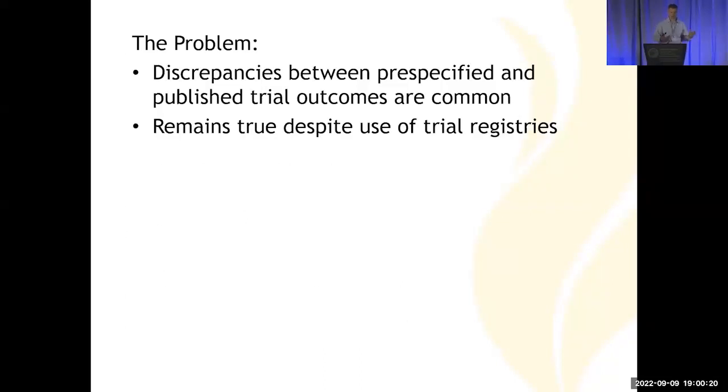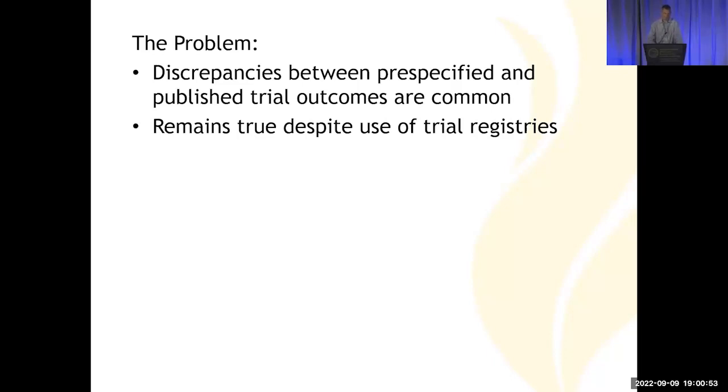So the overarching problem that we were interested in addressing is that discrepancies between pre-specified trial outcomes and outcomes that result in published trial manuscripts are quite common. And this is true despite now a couple of decades of clinical trial registries like clinicaltrials.gov being available, which really would seem to be the ideal tools to utilize during peer review to eliminate or at least minimize this problem.